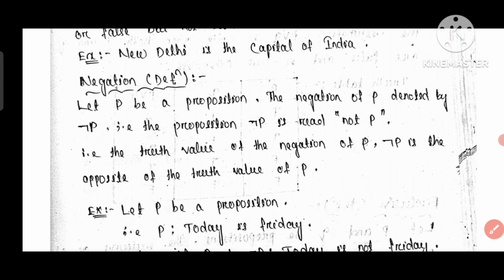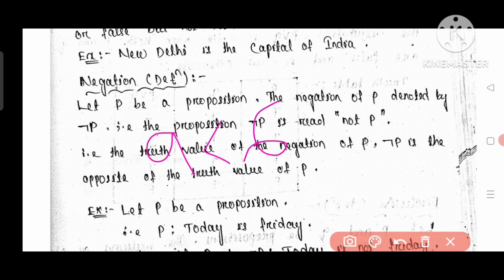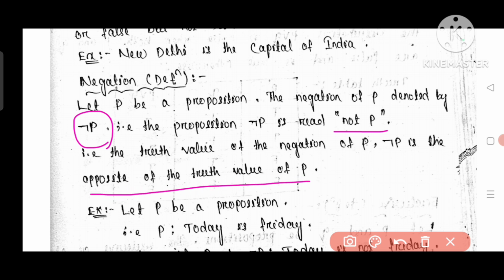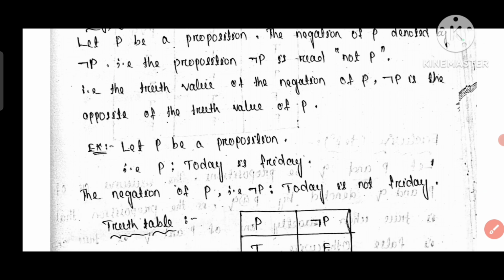Next, what is negation? Let P be a proposition and the negation of P is denoted by like this. And that is also read as not P. That is the truth value of negation of P is the opposite of the truth value of P. Next, let P be a proposition. Today is Friday is a proposition. Then the negation of P is today is not Friday. That means the negation of P. Today is Friday is a declarative sentence. That negation means today is not Friday.